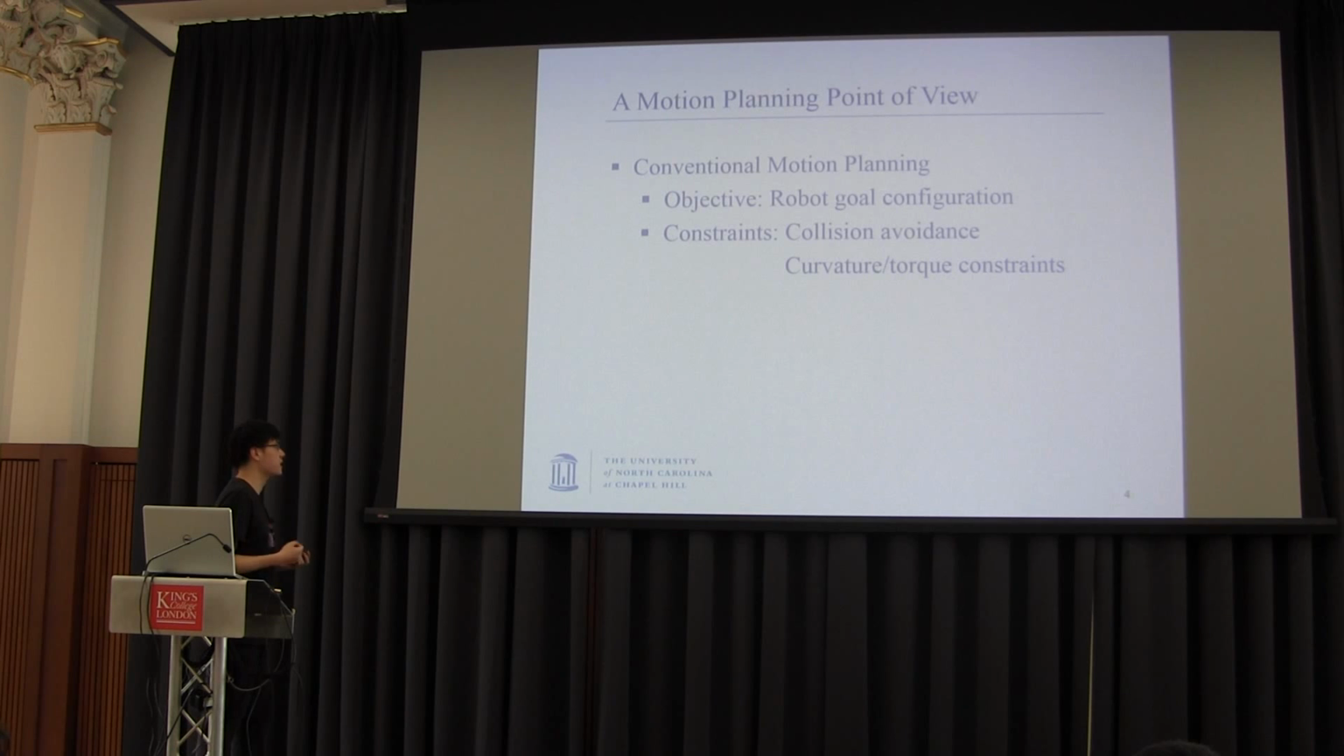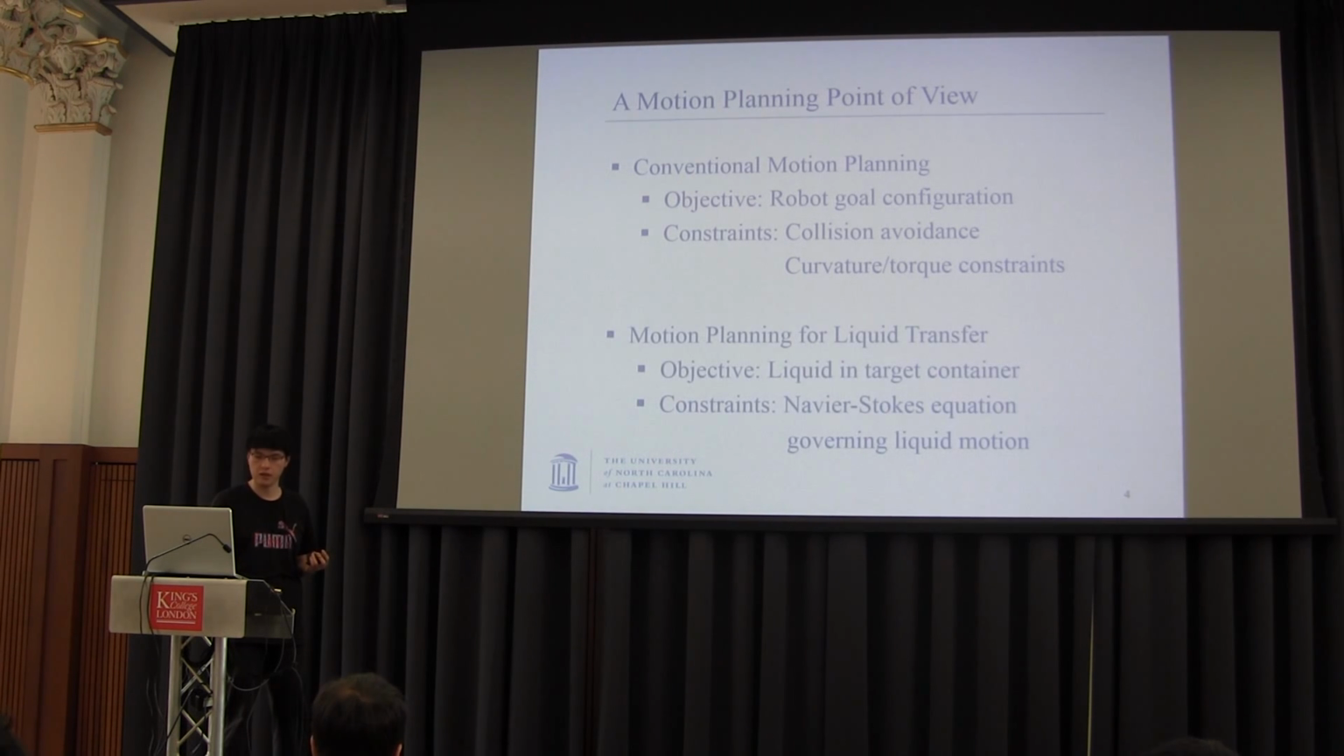So in this case, compared with the conventional motion planning pipeline, where the goal is to move a robot from a source to a target configuration under, for example, collision or additional kinematic and cost-saving constraints, we need to deal with a new kind of objective as well as new kinds of constraints. In our case, the objective is to move as much liquid into the target container as possible, and our constraint is that the discretized liquid elements should follow physical laws, so they're governed by the Navier-Stokes equation.